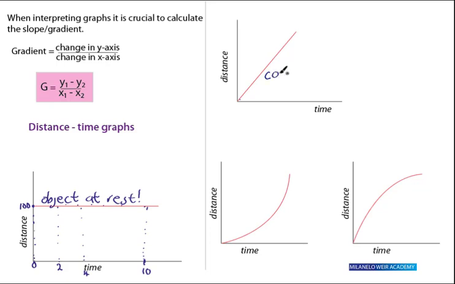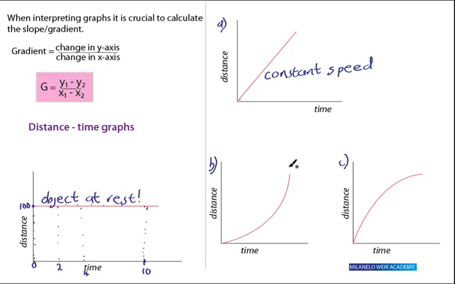Constant or uniform, constant speed graph, constant speed. The motion of the object is moving at a constant speed. So next one, let's look at this one. You can call this A, this B, then this one C. What do we notice about this graph? What we notice is the slope is increasing.